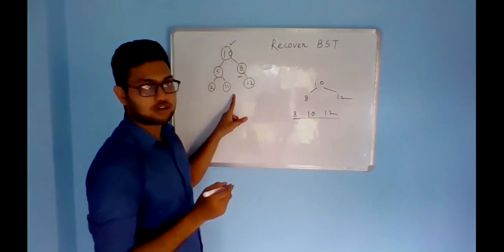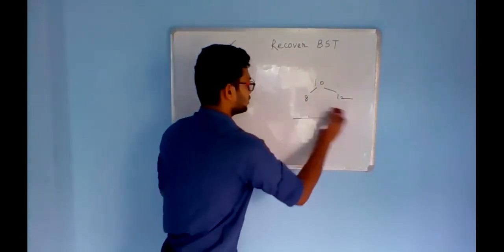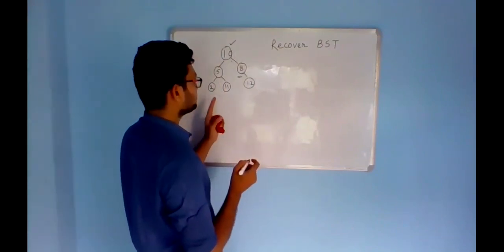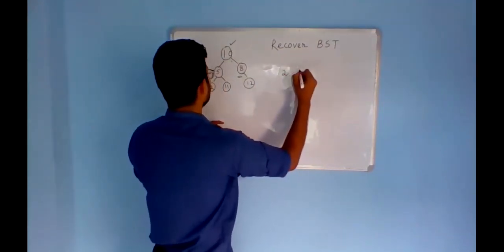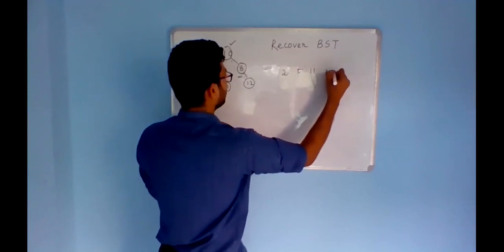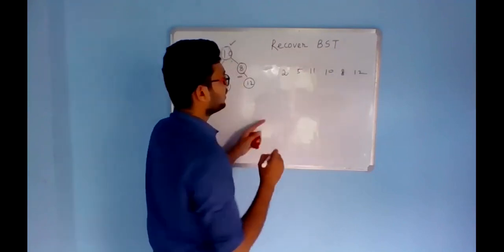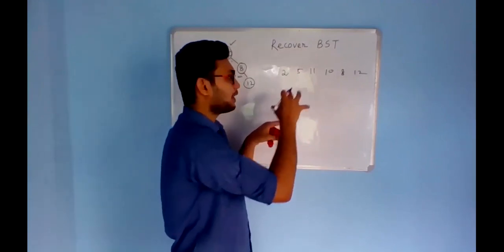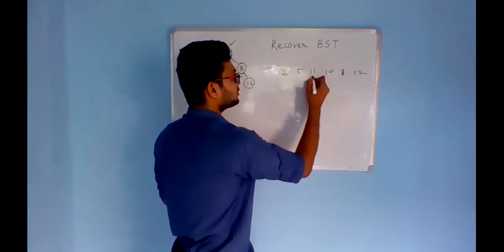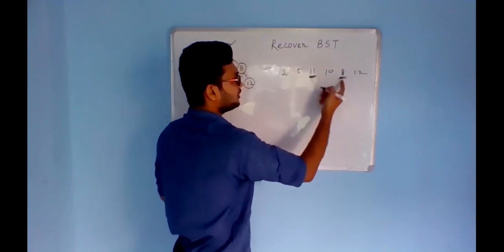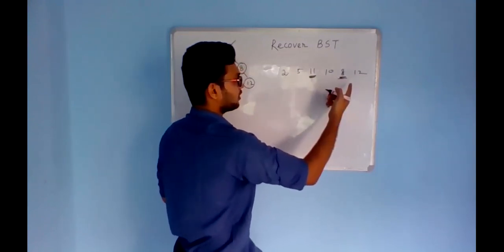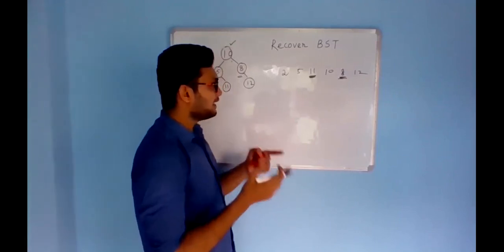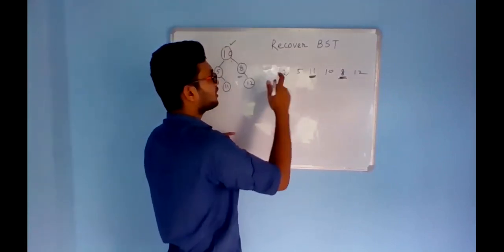But this tree is not a binary search tree. So if I find the in order traversal of this particular tree, it will give me 2, 5, 11, 10, 8, and 12. See, this is not in sorted order, right? But this is partially sorted, right? Why? Because if I swap only 11 and 8 in this particular array, it will give me a sorted result. So the idea is to find the in order traversal.